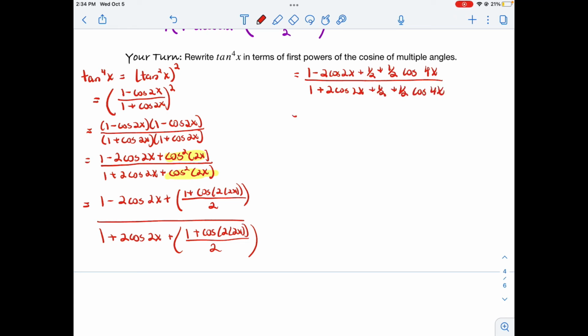Then I'm going to take the GCF out of the top and the bottom, which happens to be 1/2 for both of them. Oh, well, we need to combine our like terms of 1 and 1/2. Then I can take my GCF out.